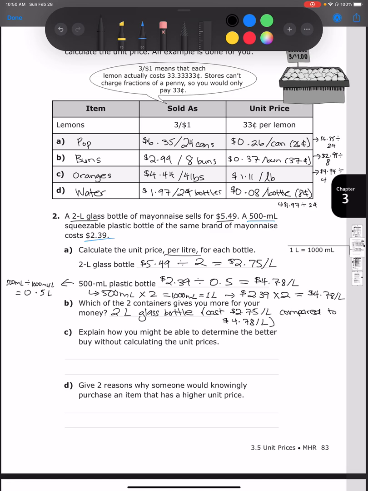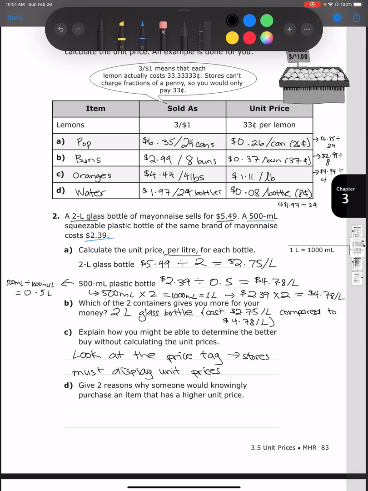So C says, explain how you might be able to determine the better buy without calculating the unit prices. Like I was saying before, stores are required to put the unit price on the tag that you see on the shelf. So if you don't have a calculator handy, you can just look at the tag and it'll tell you how much the product would cost per unit, in this case per liter. So you can look at the price tag. Stores must display unit prices.